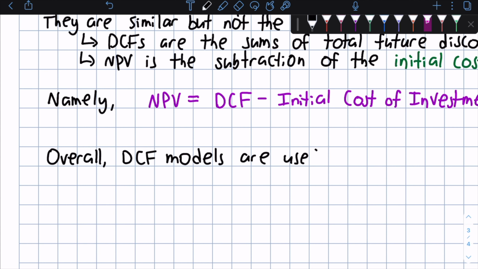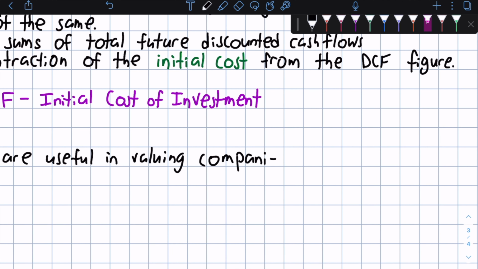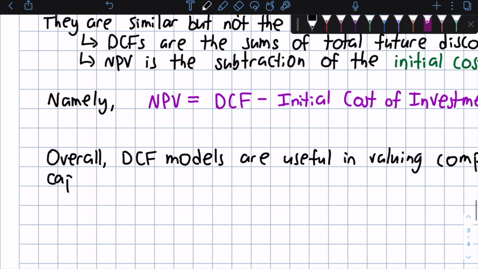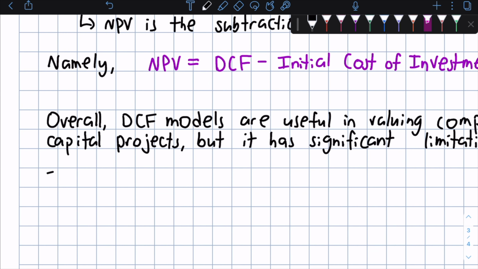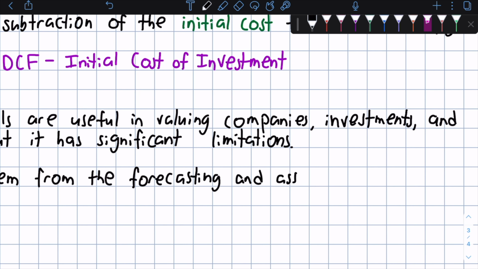Overall, DCF models are useful in valuing companies' investments and capital projects, but that does have significant limitations in terms of assumptions. Limitations stem from the forecasting and assumptions that are required in order to do this.